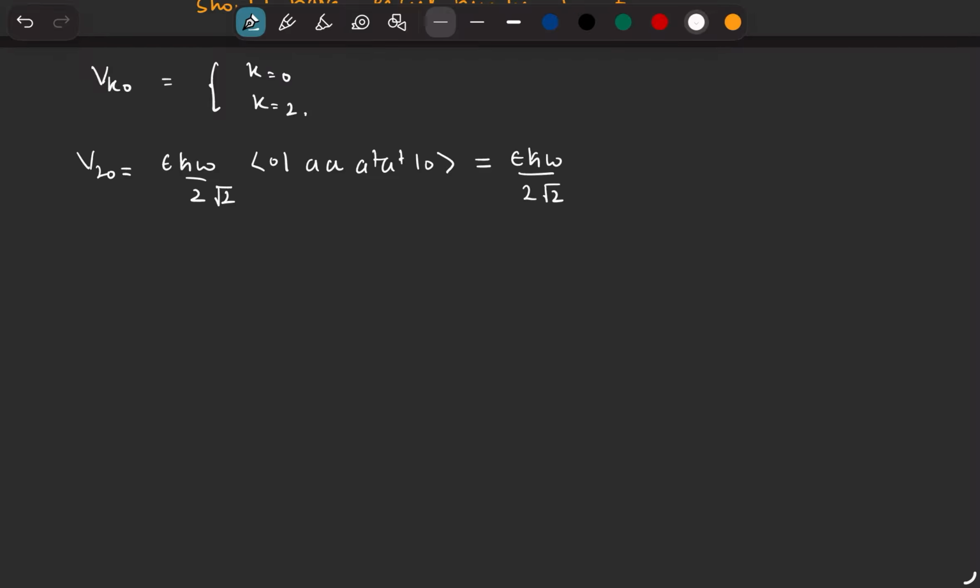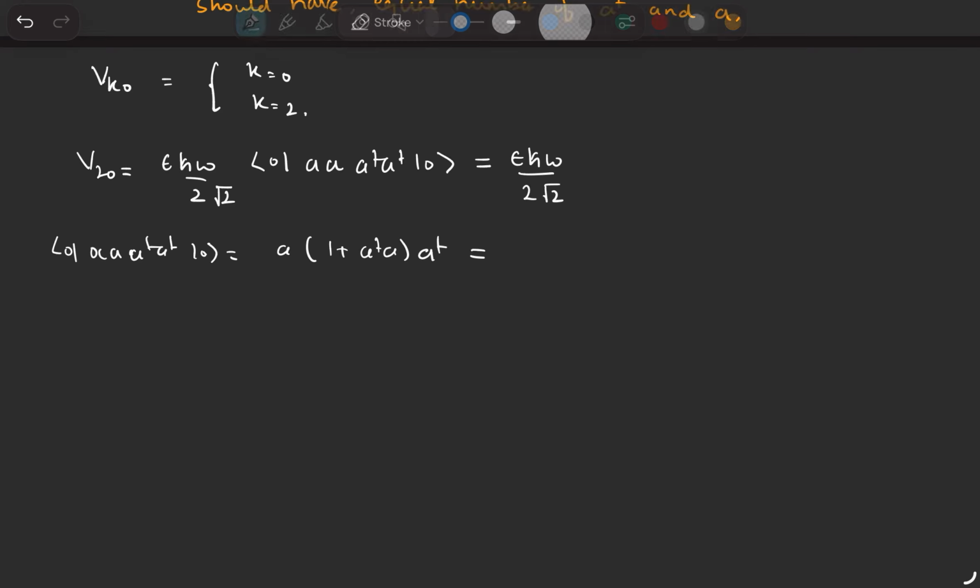Okay, how do we do that? So the idea is quite simple. You have to make it normal ordered. So let's just start off with this, 0, a a a dagger 0. So first it will be a, so I'm dropping off the zeros, so that will be a 1 plus a dagger a, and there is a dagger, so it will be a dagger plus a dagger a dagger. Now I'm going to do one more. So this is a dagger.